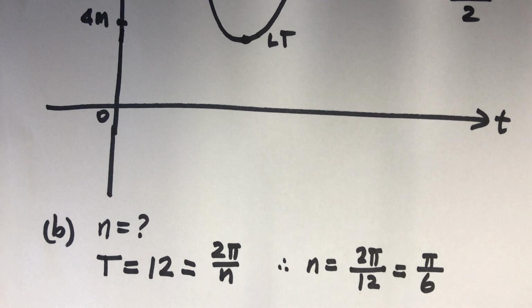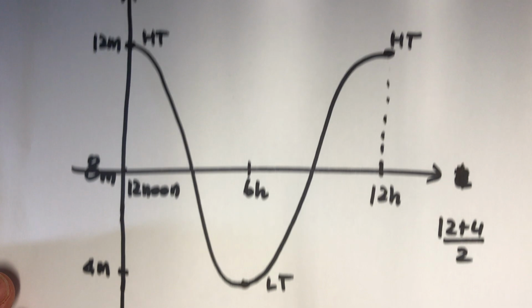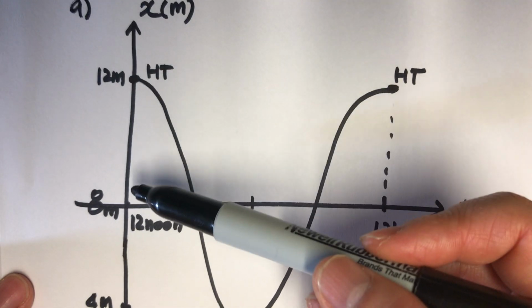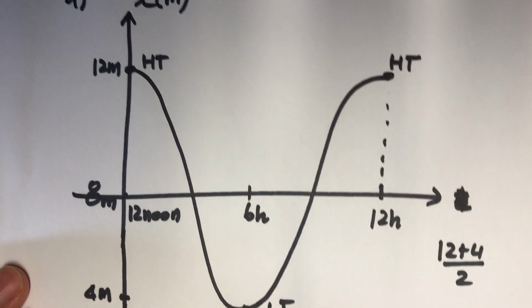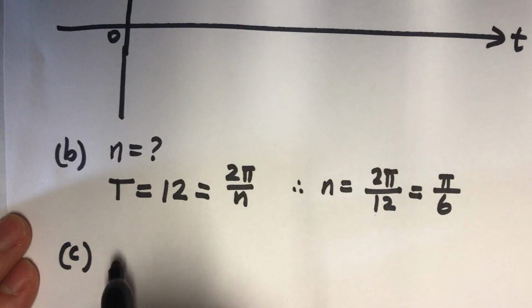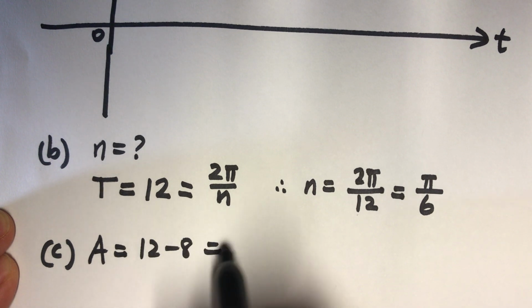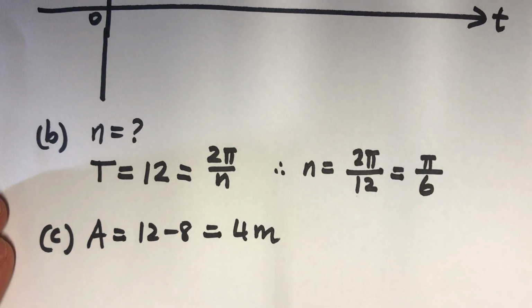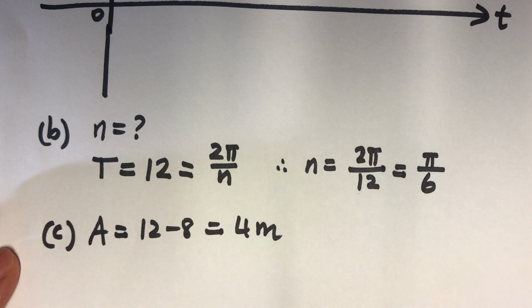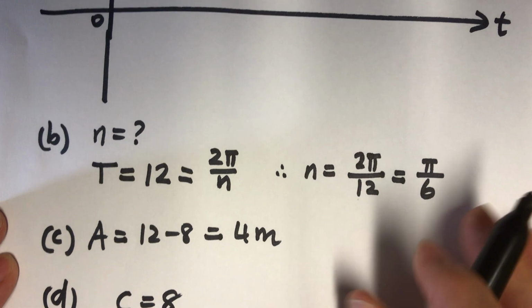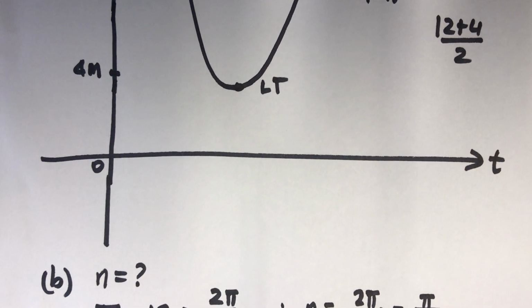And part C said find the amplitude. Now if you look at amplitude, if this was my center, that should be my amplitude, right? So my amplitude equals 12 take away 8, which is 4. 4 meters is my amplitude. Okay, and D says find my center. Center was 8 meters. Okay, so we're getting somewhere there now.